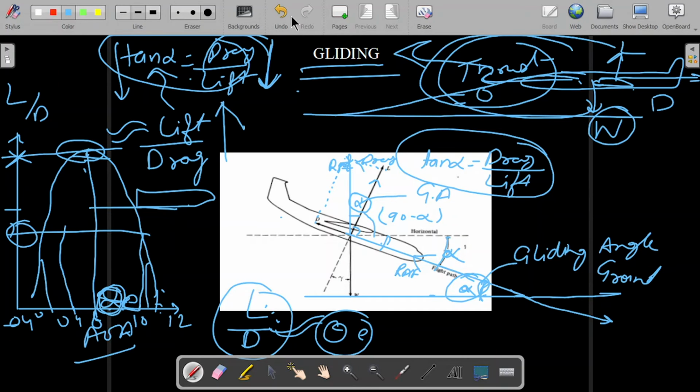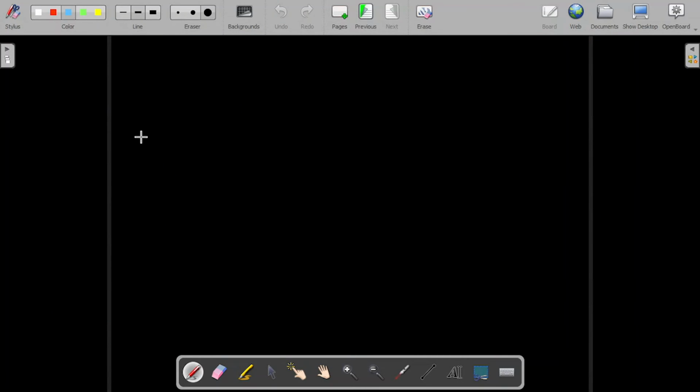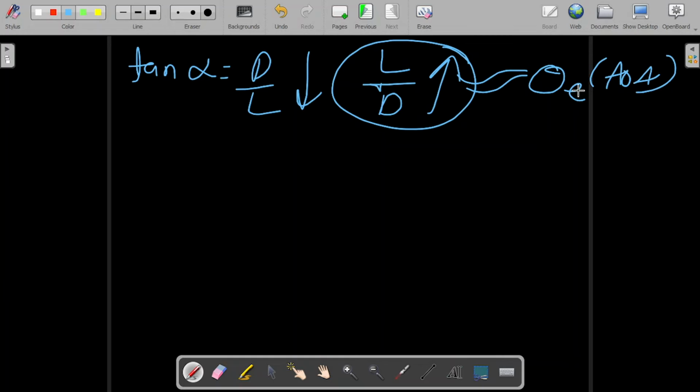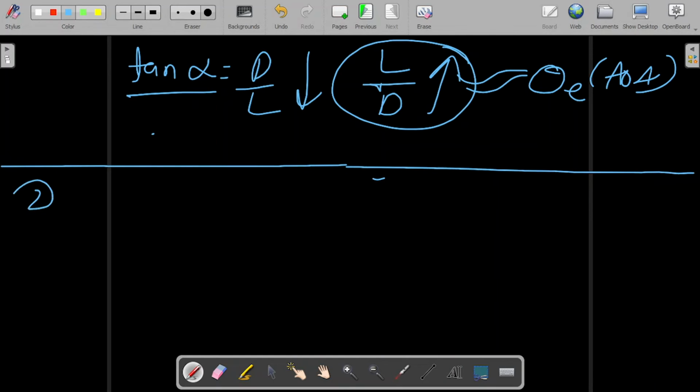I'll just take another page to discuss the other factors. First, we have already understood that tan alpha is equal to D by L. So D by L should be low, or the L by D ratio should be high, at its best, and there is a corresponding angle of attack which gives the best gliding angle. So this is the theory about the gliding angle. I'll discuss two points. The first point is the effect of weight on gliding.